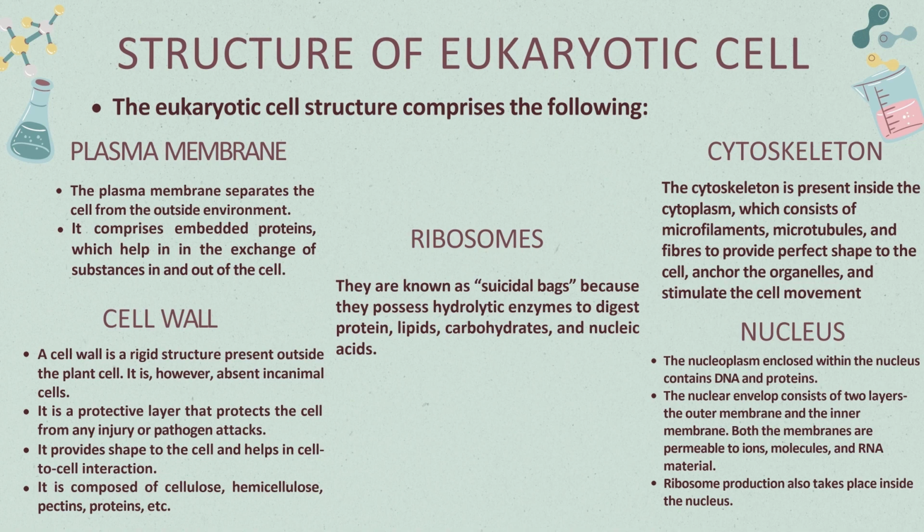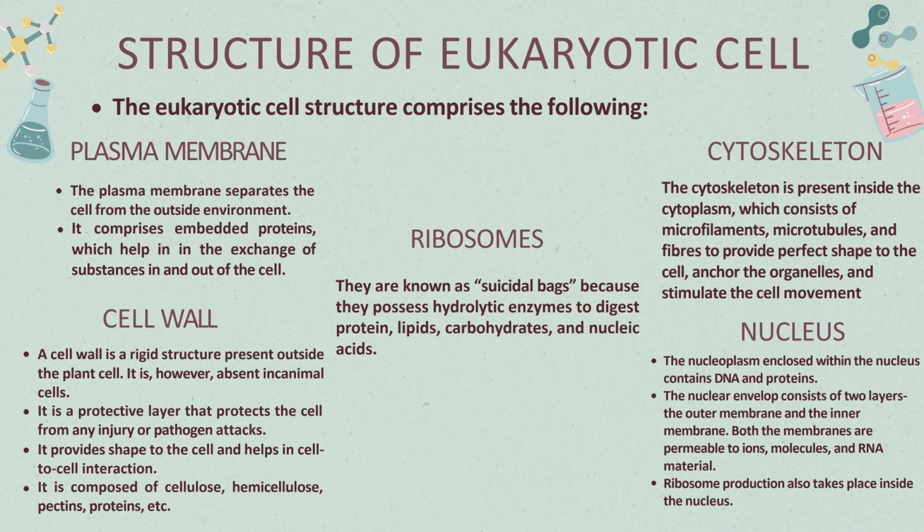Next is the cell wall. These are only present in the plant cell and cannot be seen in the animal cell. These are rigid in structure. Like the plasma membrane, it serves as a protective layer. It provides shape to the cell and helps in cell-to-cell interaction. It is composed of cellulose, hemicellulose, pectins, proteins, and so on.